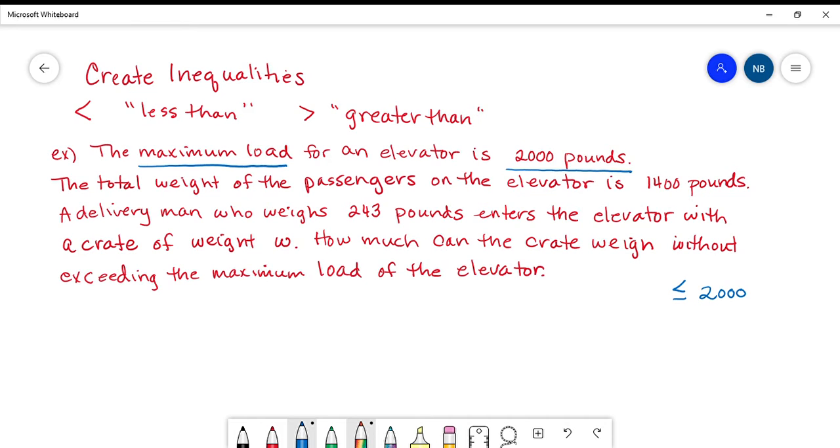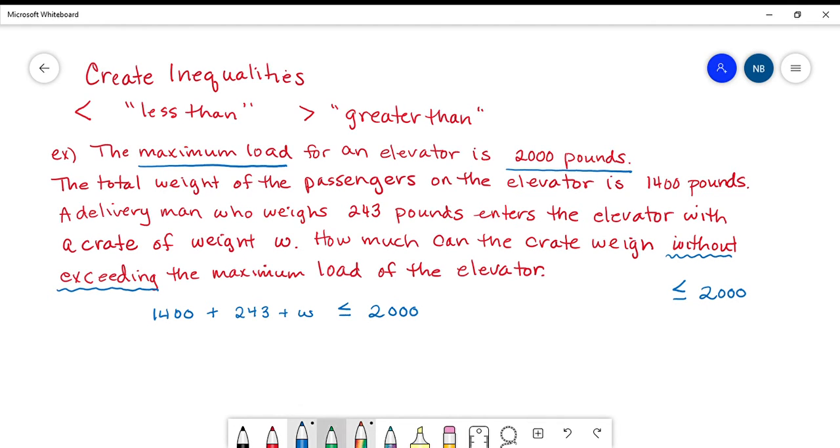All right, let's list what we have so far. We have passengers who collectively weigh 1,400 pounds. We have a delivery man who weighs 243 pounds, and he's carrying a crate that weighs W pounds. How much can the crate weigh without exceeding? Okay, that's important. Without exceeding means the same as maximum. So we need to not exceed 2,000 pounds. So we need the sum of these weights to be less than or equal to 2,000.